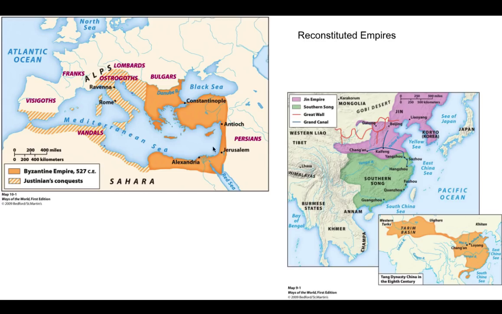So here's the Byzantine Empire. Justinian, remember, was an emperor who attempted to reconquer the Roman Empire, and he succeeded to the extent that the stuff here that is in these diagonal lines, he did conquer, but he did not hold on to it. And this solid line here is about as far to the west as the Byzantine Empire is going to get. And then over here we have the Chinese dynasties.